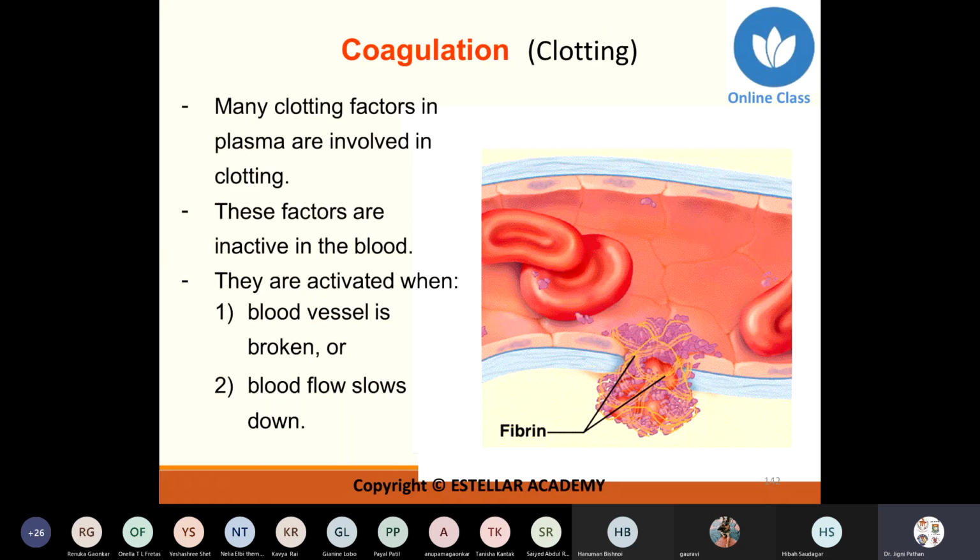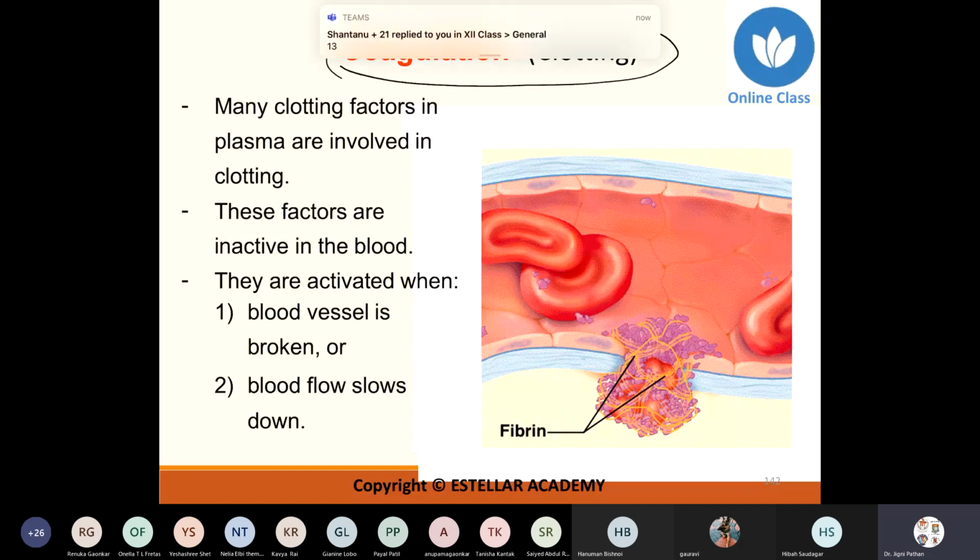Next, coagulation. The platelets take part in coagulation. How? How many factors are involved in blood clot coagulation? Tell me. Do you all remember we studied the blood coagulation factors? How many? Very good, Shantanu.